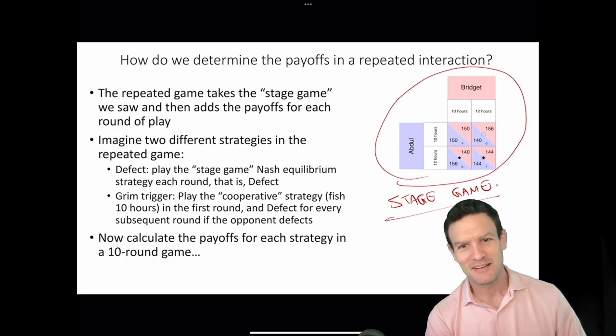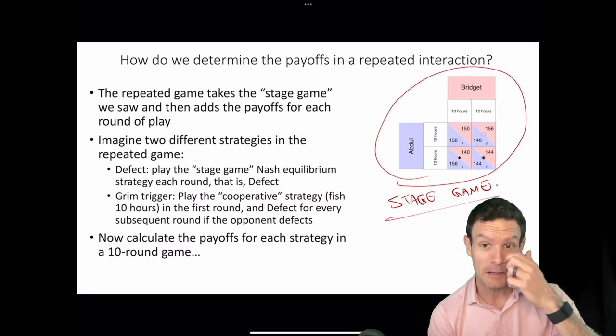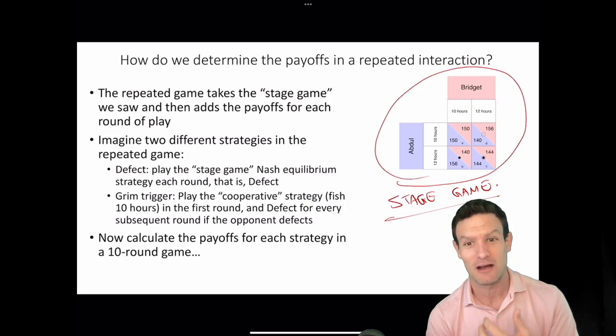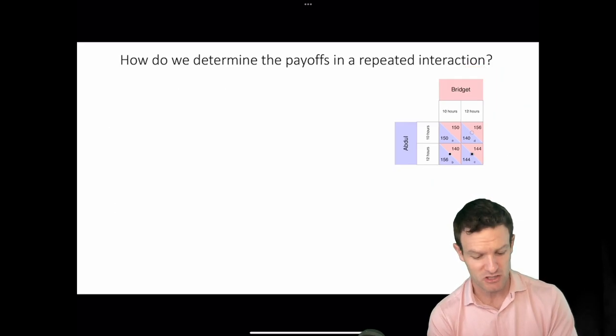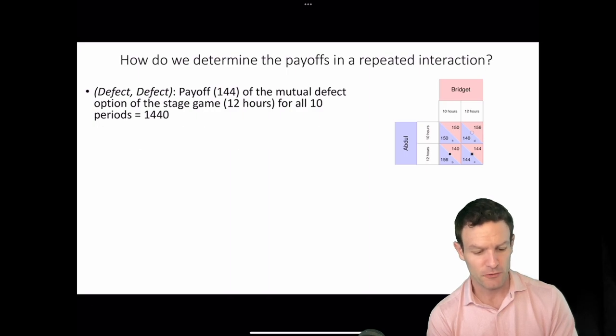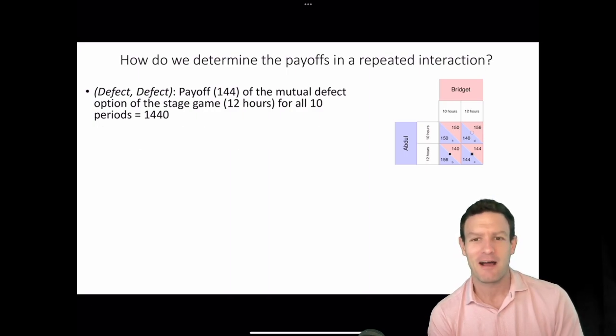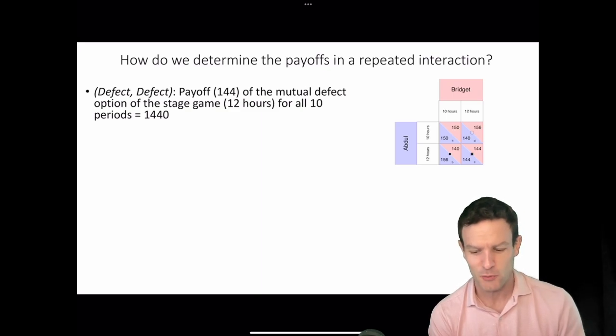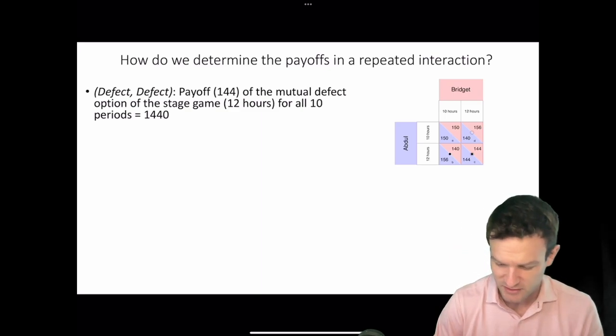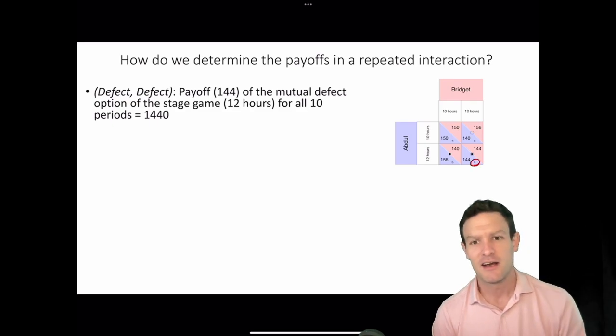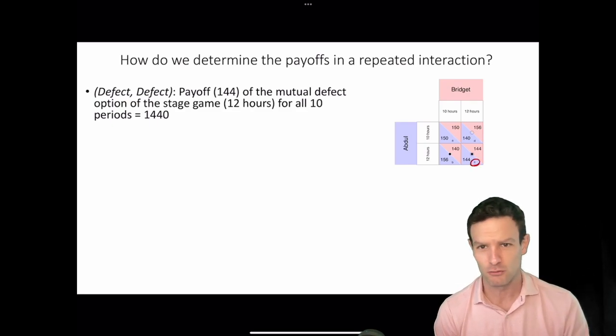Okay. Now, what are we going to do? We're going to take these and calculate what they're going to look like for a 10 round game based on these probabilities that we mentioned. So the first one is defect. If I am playing defect and you're playing defect, we get 144 each round. So that's this outcome labeled C. I get that and you get that for every single round of the game.